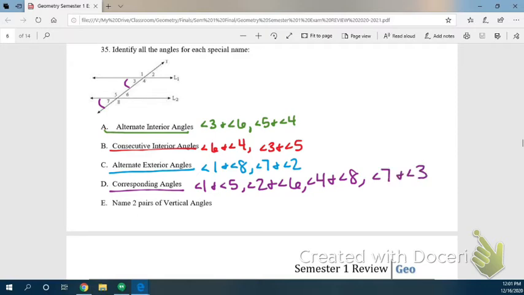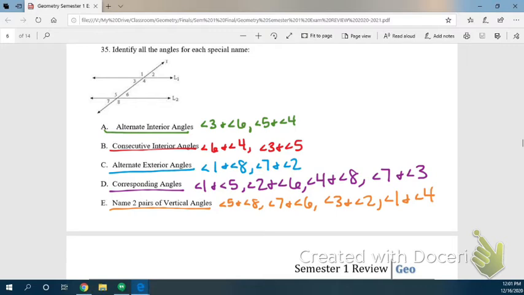Finally, it says to name two pairs of vertical angles. Vertical angles I'll do in orange. Vertical angles are when they are crossing and they're on opposite sides. So angle 5 and angle 8 would be vertical angles. Angle 7 and angle 6 would also be vertical angles. They're only asking for two pairs, but we'll go ahead and name them all. Angle 3 and angle 2 are vertical angles. And also angle 1 and angle 4.